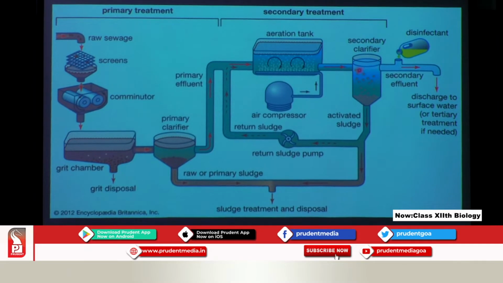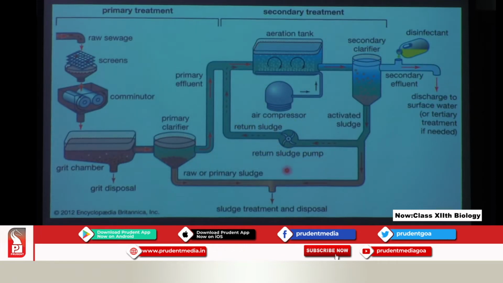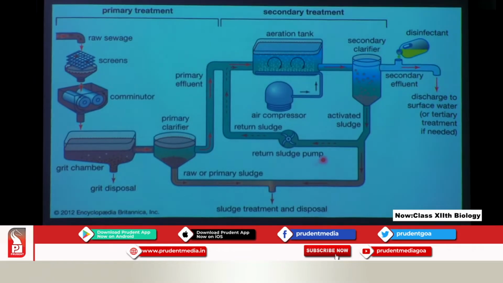Now, this is just brief, this I have given you all, which is not there in the textbook. We will do the later part once again. Now, the sludge. See what we have seen here, raw or primary sludge is formed here. And here this is the activated sludge. Why is it activated sludge? Because the bacteria are present. That's why it is activated.